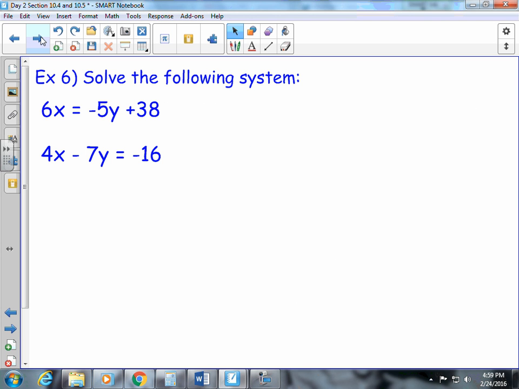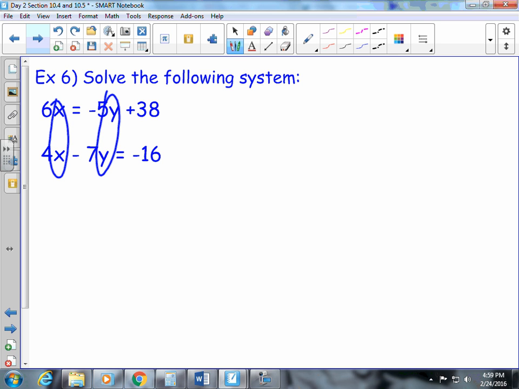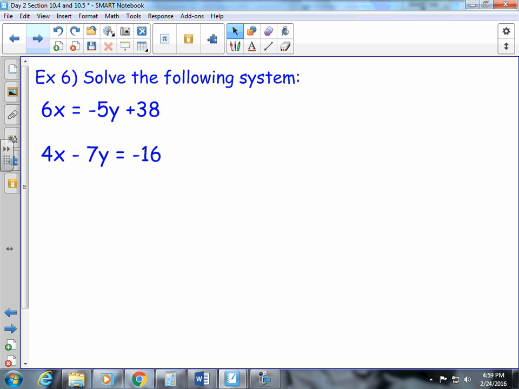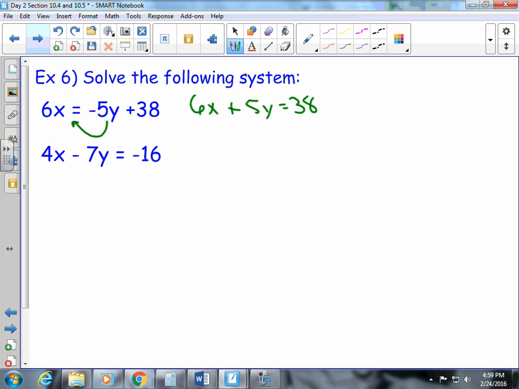All right, so question 6. Hopefully you guys are pausing along the way to fill this in. This is the problem that that last slide addresses. Notice my x's and y's, the x's are lined up, the y's are lined up, but it's really sneaky. This is not equal to. It looks like it, it's really close, but it's not. So we got to fix that. I got to put them both in standard form. I would say the easiest move to make is to add 5y to the other side. So I'm going to rewrite it as 6x plus 5y is equal now to 38. And the other equation now is 4x minus 7y equals negative 16.